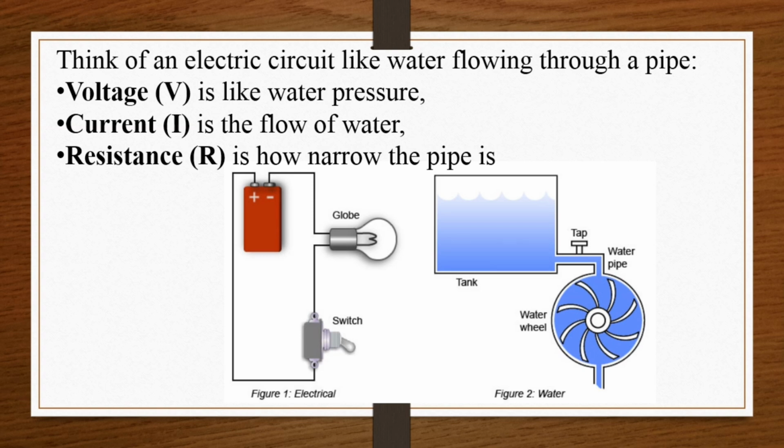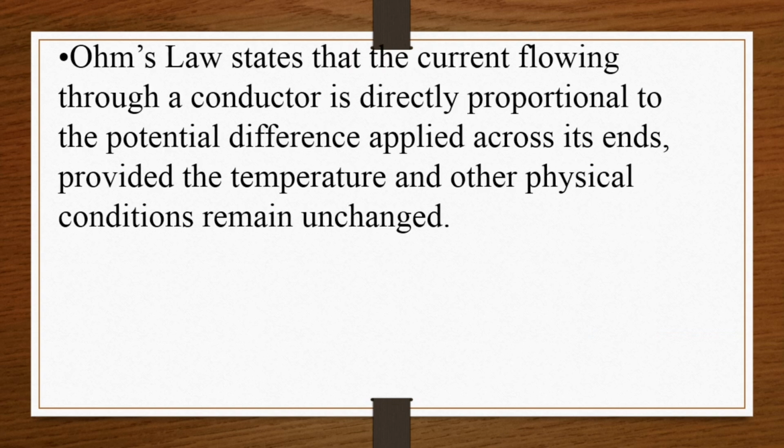Ohm's law tells us how voltage, current, and resistance are related in a circuit. It states that the current flowing through a conductor is directly proportional to the voltage across it, as long as the temperature and other physical conditions stay the same. In simple terms, if you increase the voltage, the current increases too, but only if resistance stays the same.